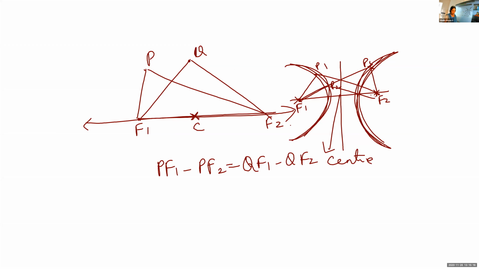And the line joining these two, F1 and F2, the line through the foci, we call the transverse axis. This one we call the transverse axis. The line through the foci is the transverse axis.